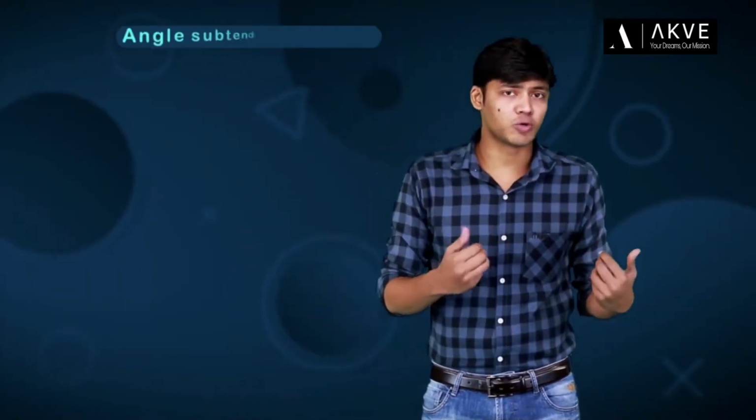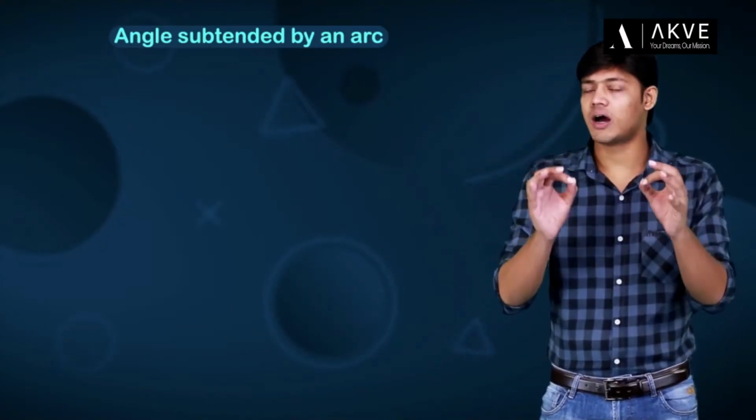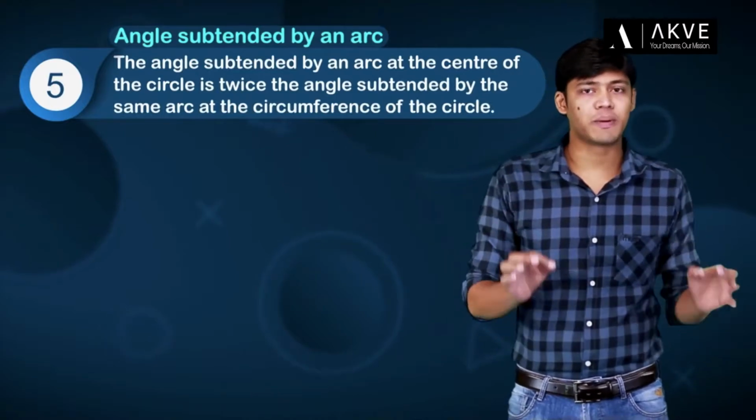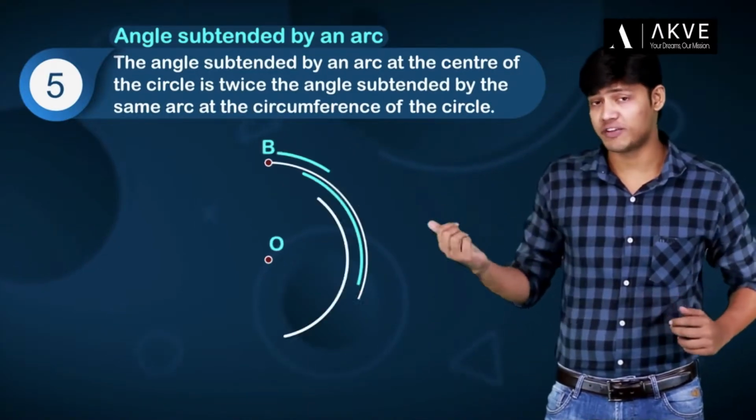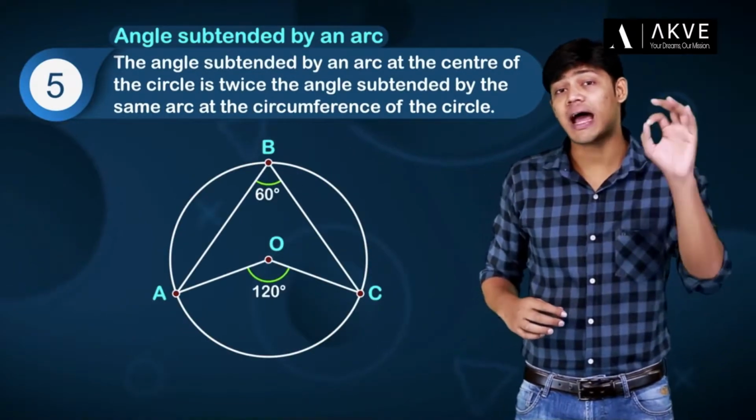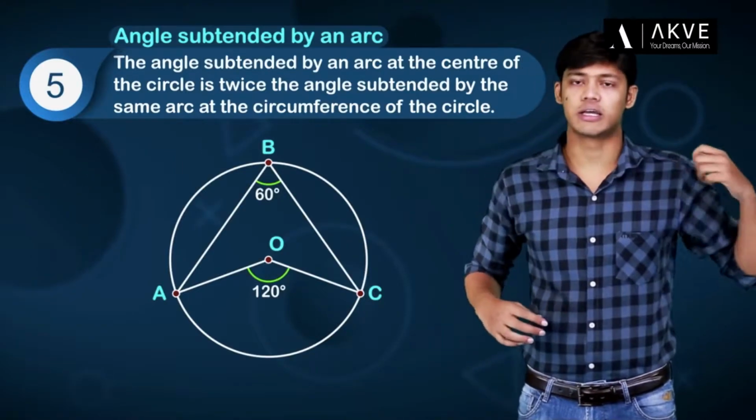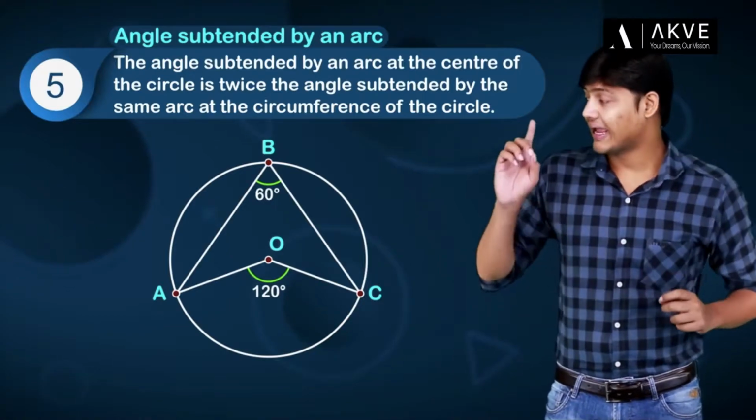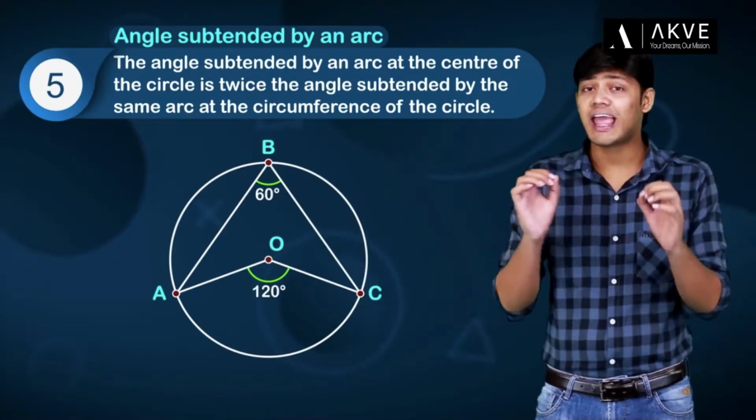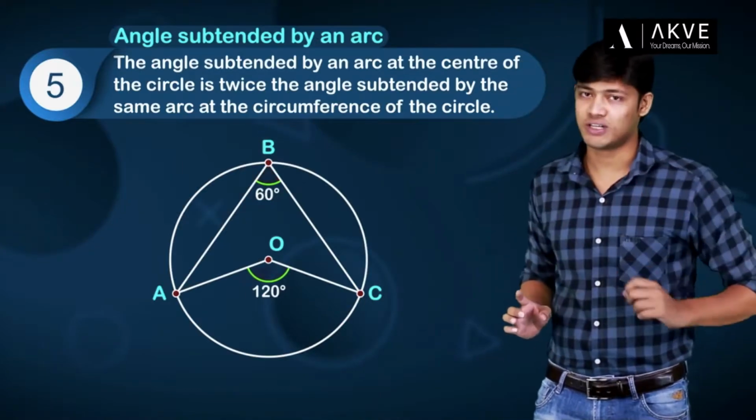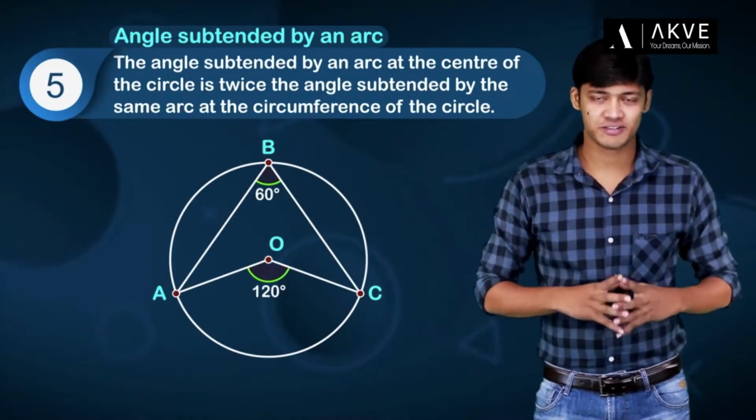Then we learnt about the angle subtended by the arc. That is, the angle subtended by an arc at the center of the circle is twice the angle subtended by the same arc at the circumference of the circle. That is, in this circle, if the angle ABC is 60 degrees, then the angle AOC is 120 degrees.